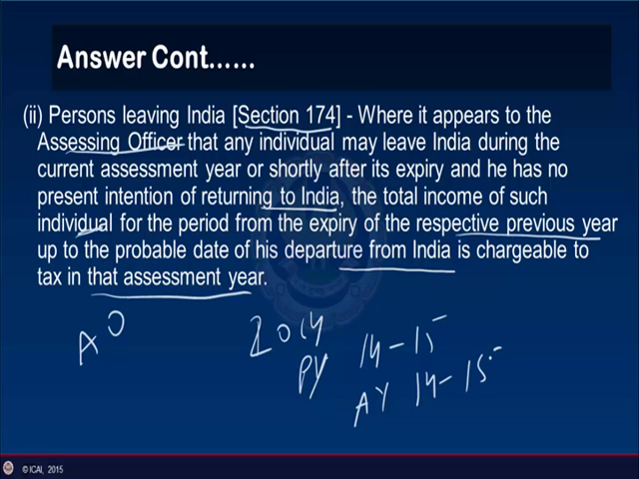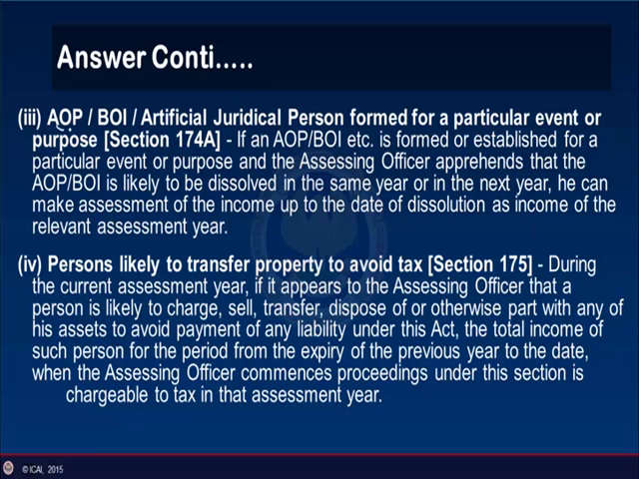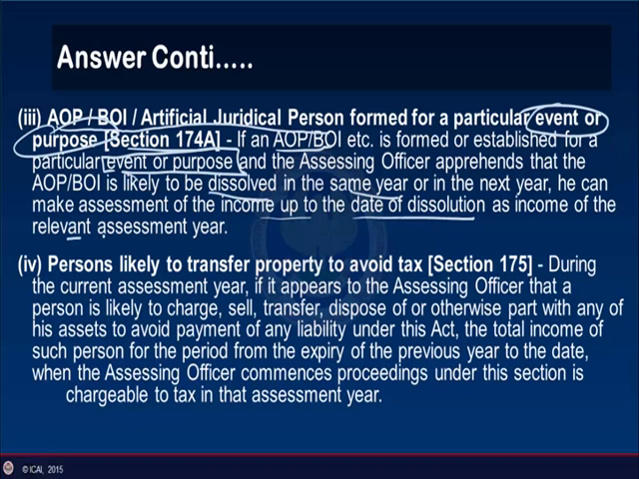The third option is for an association of persons, BOI or artificial judicial person formed for a particular event or purpose under section 174A. So if an AOP, BOI, etc. is formed or established for a particular event or a purpose and that ceases to exist, and the AO apprehends that the AOP or BOI is likely to be dissolved in that same year as the purpose is reached or the event has been done, he can make an assessment of the income up to the date of dissolution as the income of the relevant assessment year.